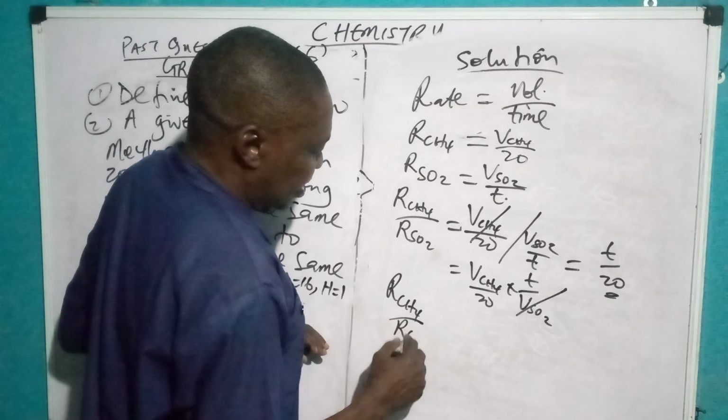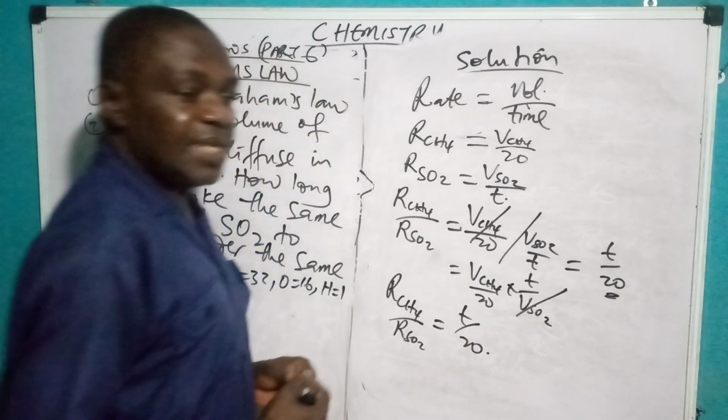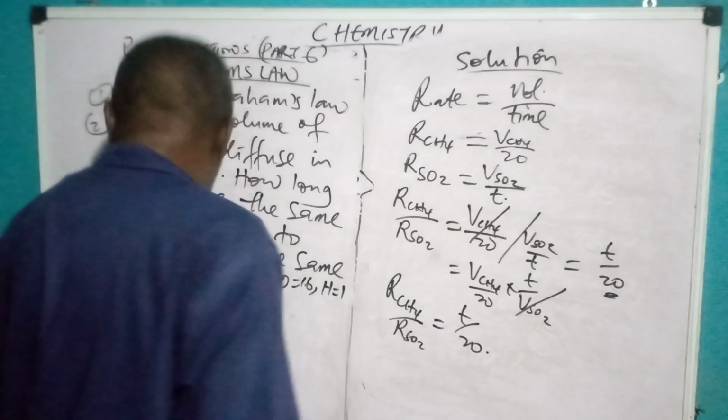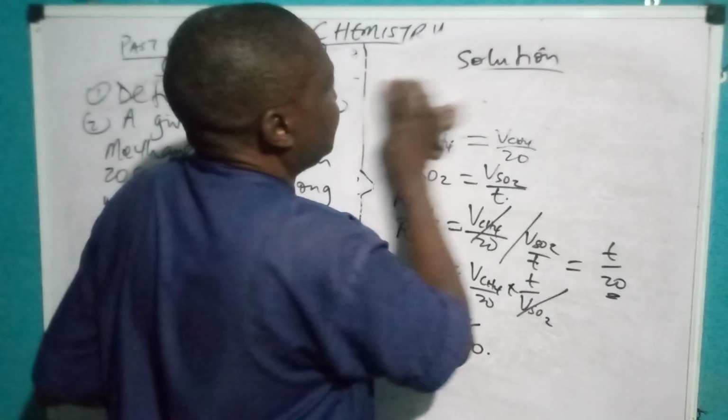ROCH4 over ROSO2 equals T over 20. So this is information we have now, which we have derived by ourselves, which you need to use to calculate. So let's see if we can use it.